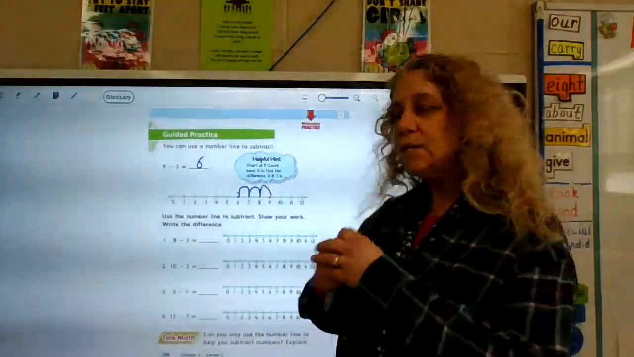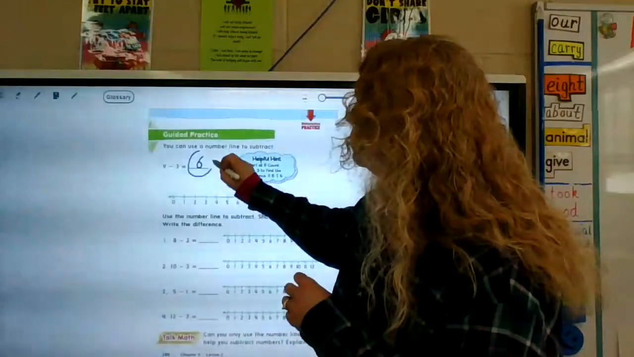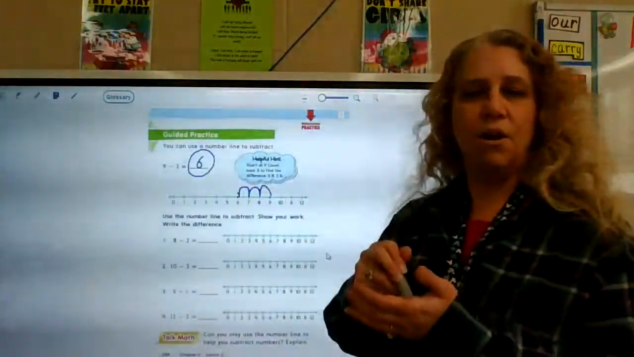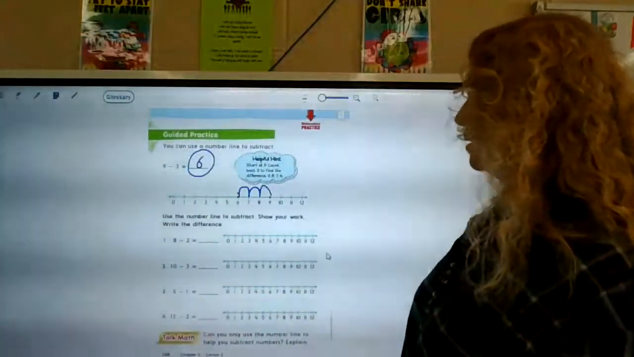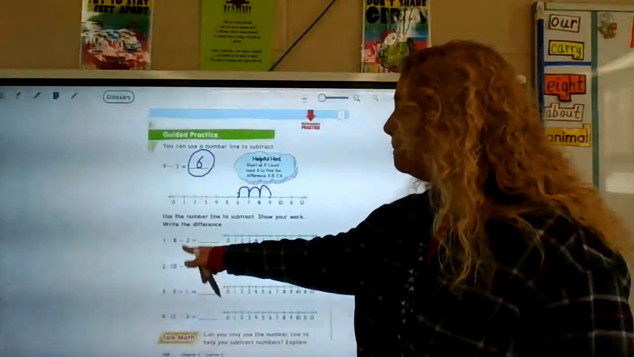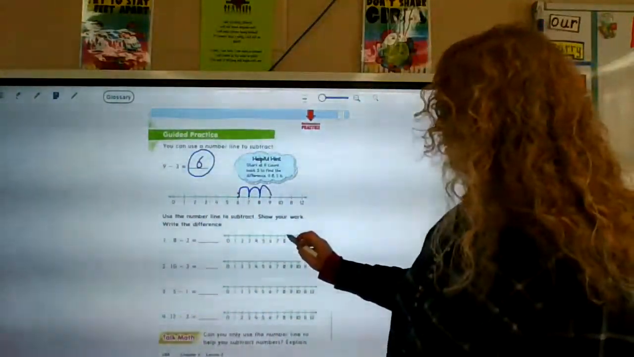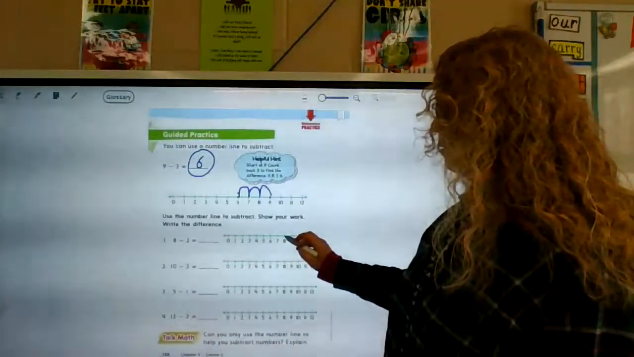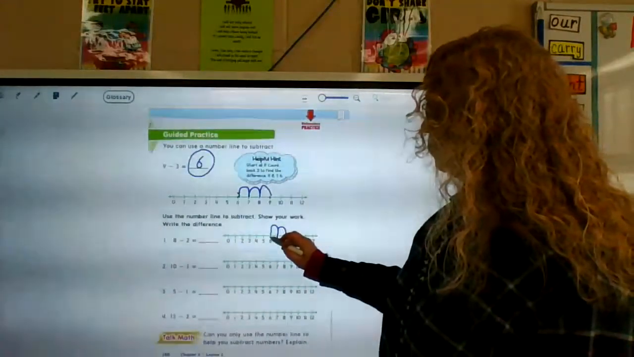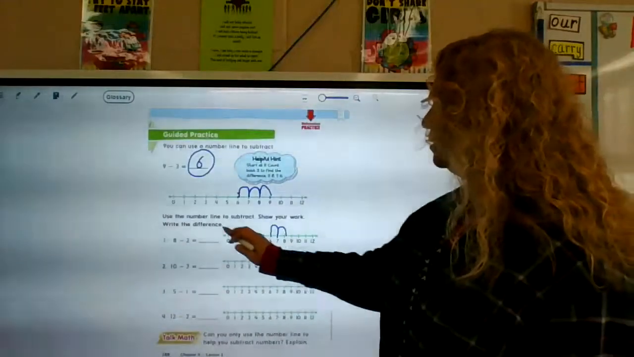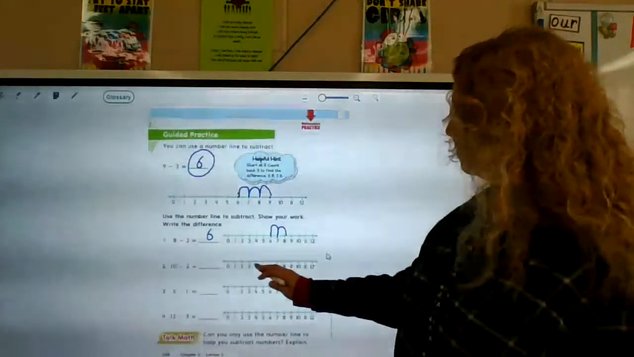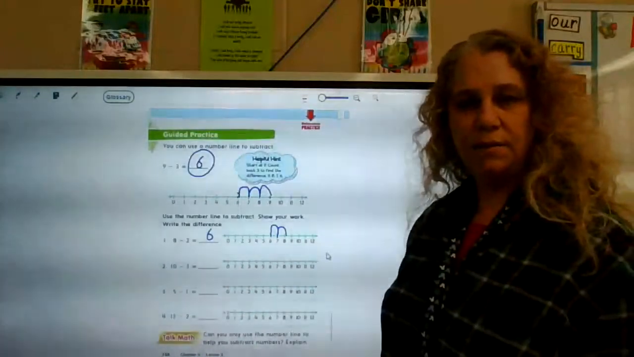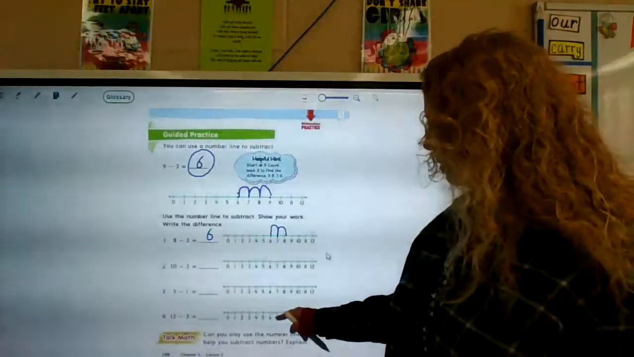When we get the answer to a subtraction problem, it's called the difference. 8 minus 2, okay? So we start at 8. Hop back 2. Start at 8, 1, 2. And the answer is 6. You have to show your hops on this number line, okay, for all of these.